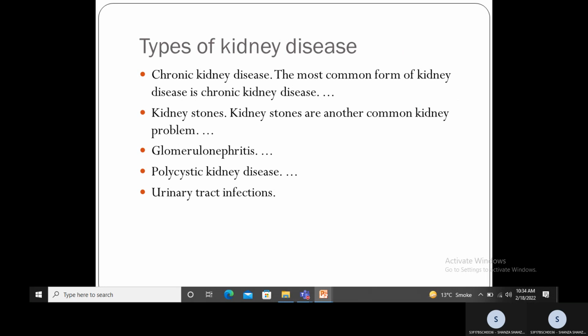The most common type is chronic kidney disease. The most common form of kidney disease is chronic kidney disease. And second is the kidney stone. Kidney stone is another common kidney problem. Glomerular nephritis, polycystic kidney disease, urinary tract infection.